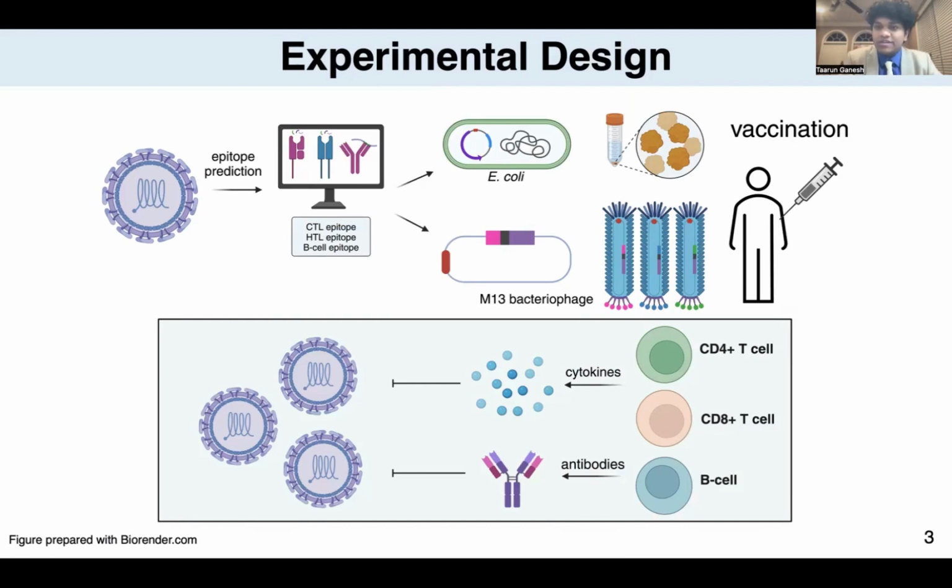So in our project, we used 2 different types of vaccine delivery platforms that we'll get into later called the E. coli and the M13 bacteriophage system, which are 2 vaccine delivery systems that prove to be very cheap and affordable to use and develop further in the wet lab later.